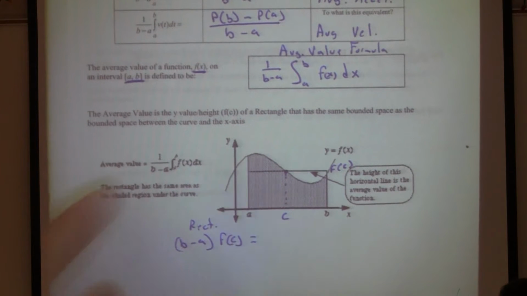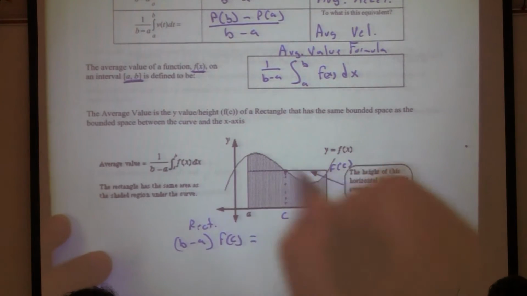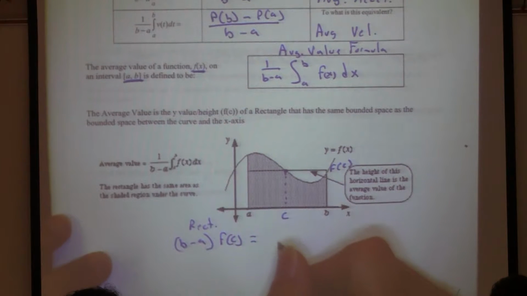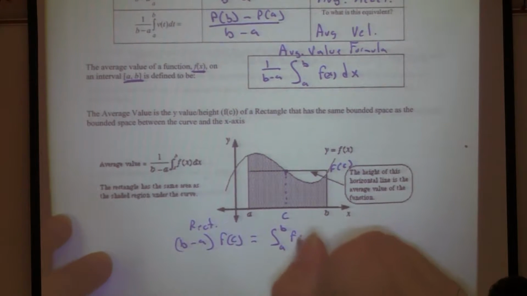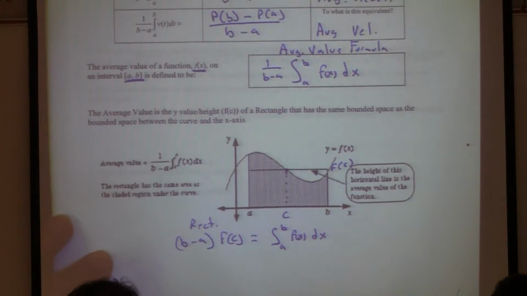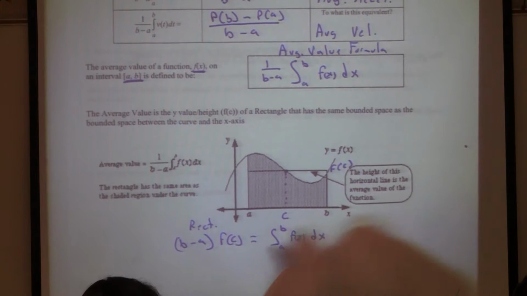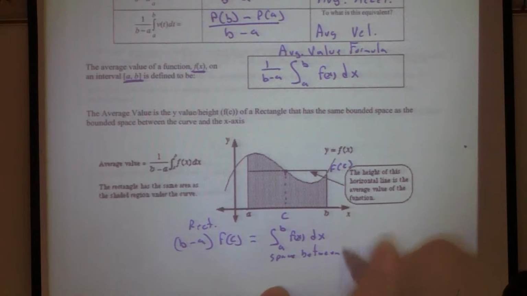We said that that rectangle should equal the integral, or the bounded space of the curve. So what would give me that formula? The integral from A to B of that function, right? Yes? Yeah. So this right here represents the space between the curve and the x-axis, right?